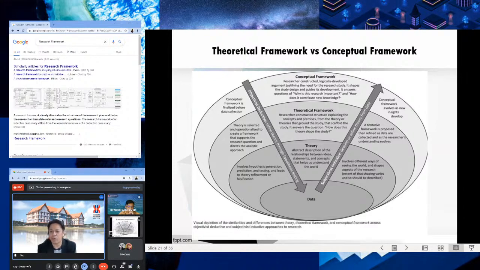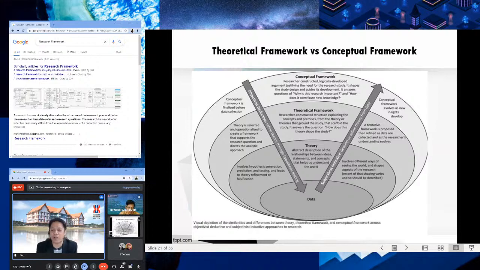Okay, we go to the first one, the outer circle, the conceptual framework. The conceptual framework is where the researcher constructs a logical argument to justify the need of the study, and it shapes the study design and guides its development. And the most important thing, we look into why the research is important, and how it contributes to new knowledge. It has nothing to do directly with a specific theory for our research. It's about the importance.